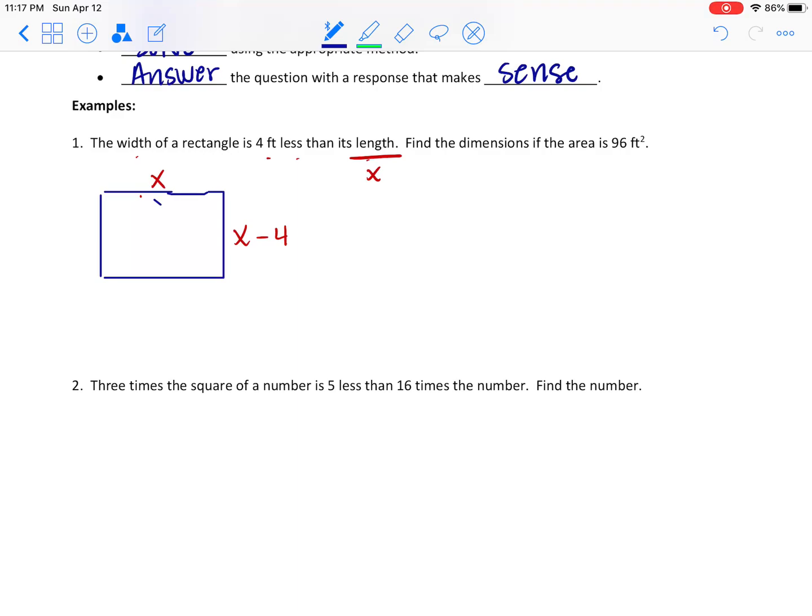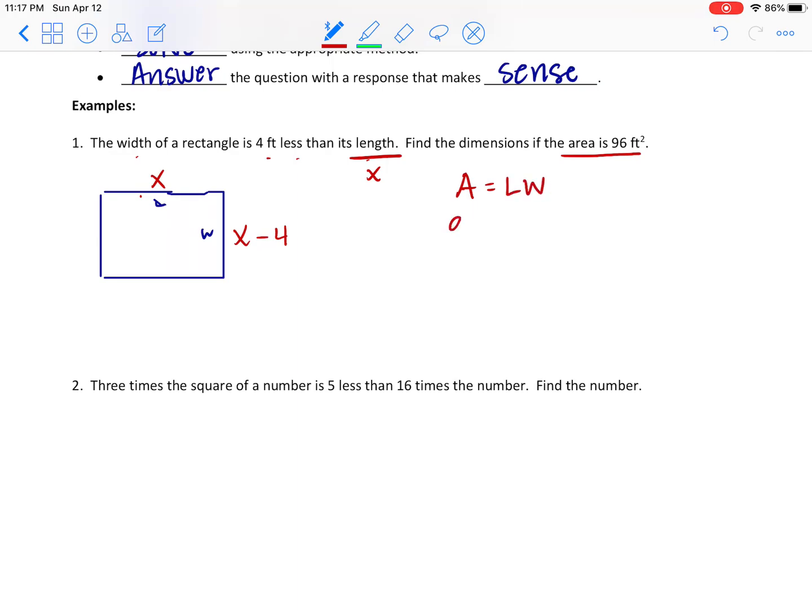Okay, so this is what I called the length, and this is what I called the width. Okay, so there's our length, there's our width. Now we still have to make an equation out of this, and that's where the area of 96 feet squared comes in. Hopefully you remember how to find the area for a rectangle. Area for a rectangle is length times width.